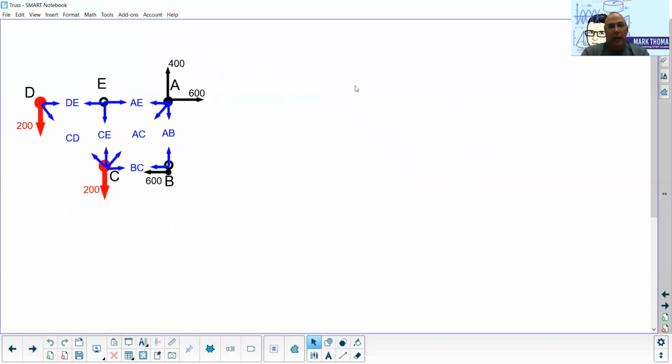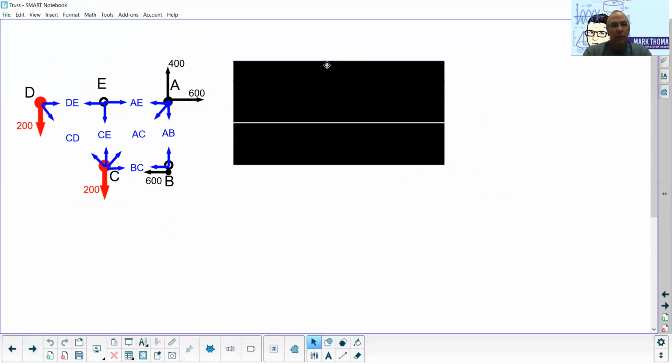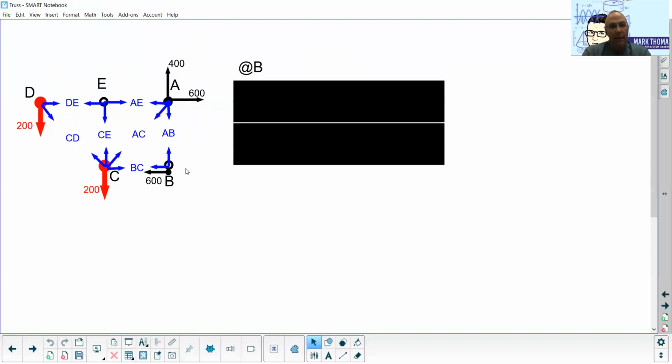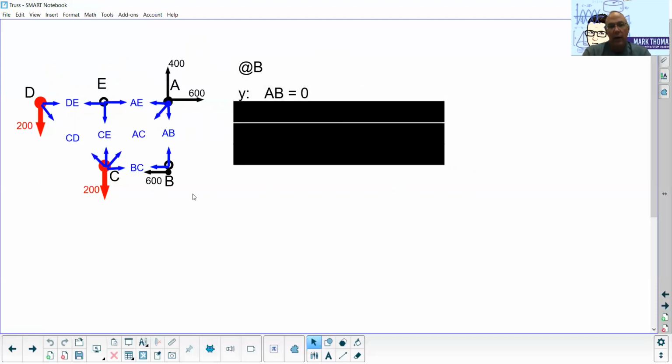So I've gone ahead and labeled our forces that we're going to use here, AB, AE, AC, and so forth. And so we're going to choose one of our points to look at. I'm going to start off with B. So at B, I have 1 force in the Y direction and 2 forces in the X direction. So we're going to just go ahead and pick our Y direction force here. The sum of the forces in the Y direction have to add up to be 0.